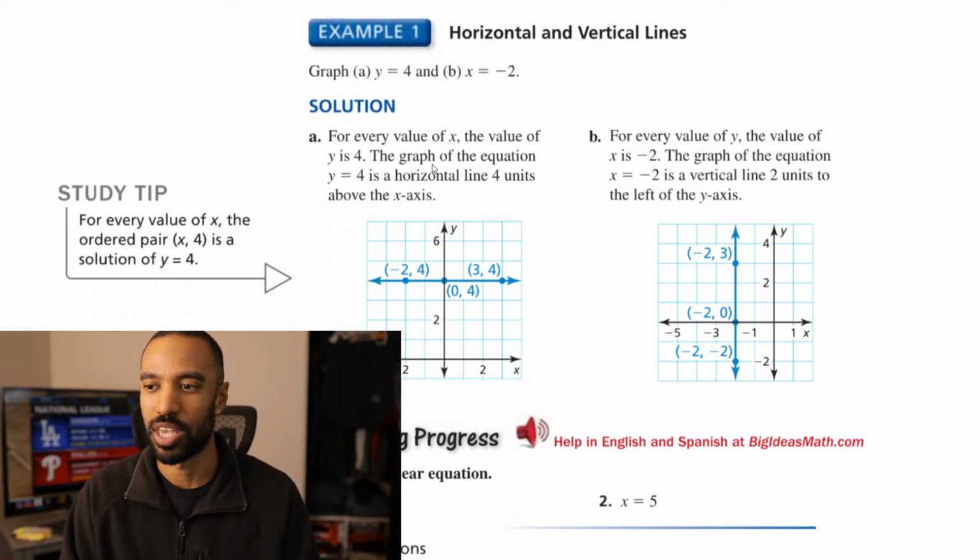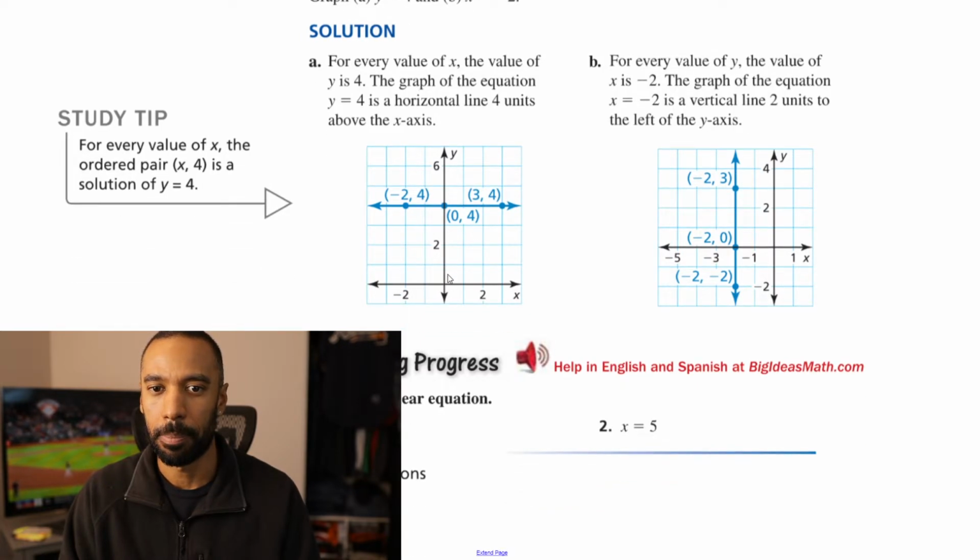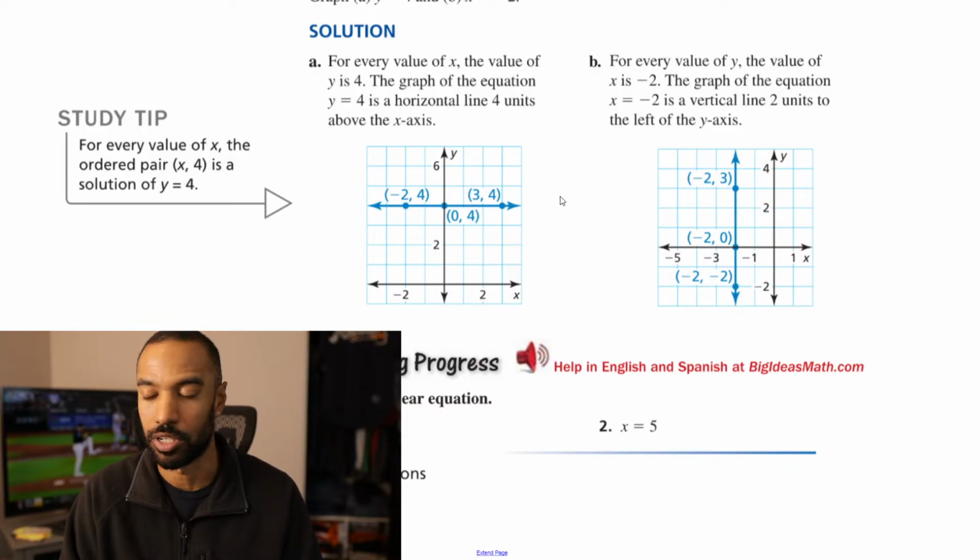So let's look at some examples. Graph y equals 4 and x equals negative 2. Y equals 4, we are going to go up to 4 for y. We can plot the point on the y-axis if you'd like to, but we're going to draw a horizontal line across. And they're showing you what I was showing you as well. For every value of x, the ordered pair (x, 4) is the solution of y equals 4. No matter what x is, the y value is always 4. Draw arrows, make it linear, make it an all real number domain like that.